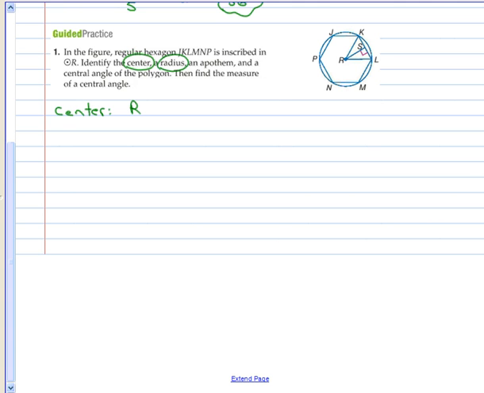The radius, what's the radius? Okay, the one that they have drawn, RL or RK, either of those would work. And there are more, of course, but the ones they have drawn, they are there. The apothem, what's the apothem? RS. And a central angle.